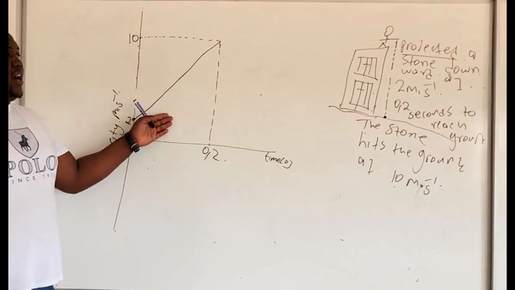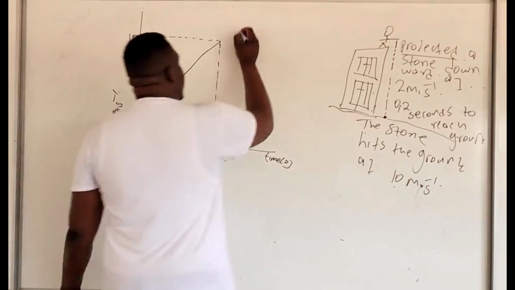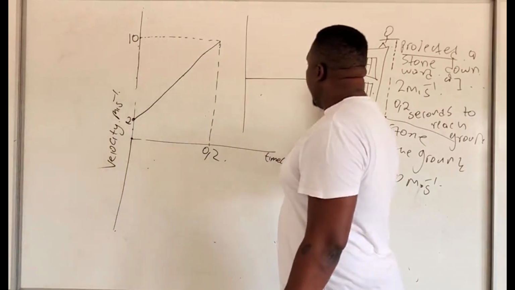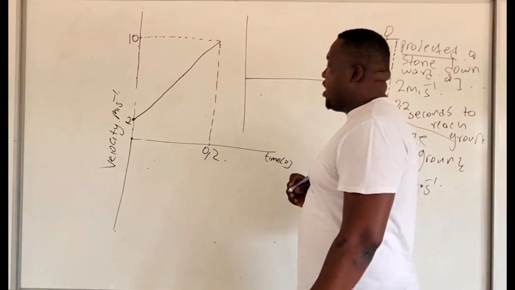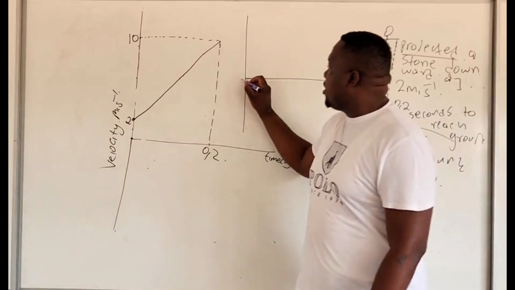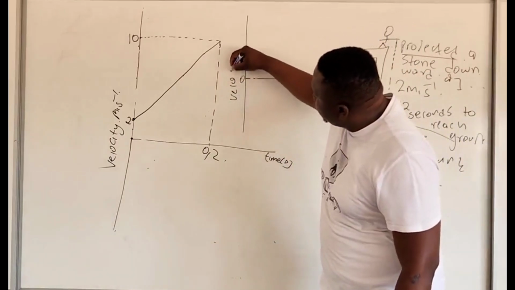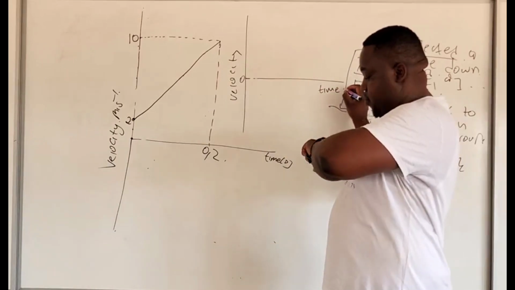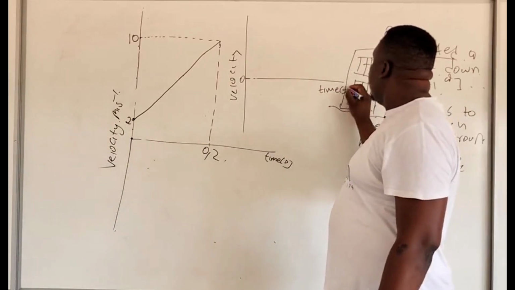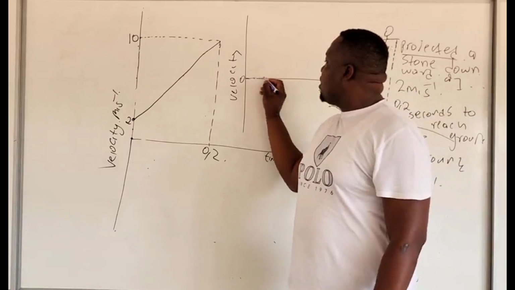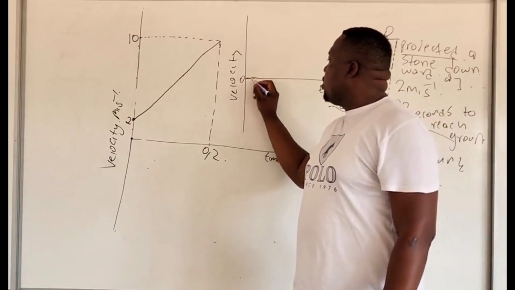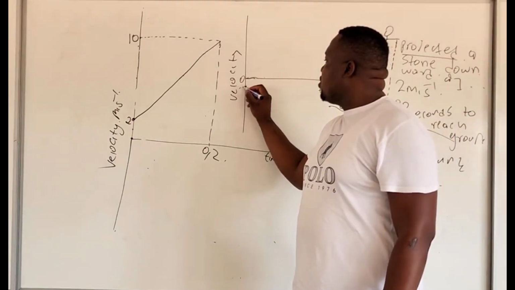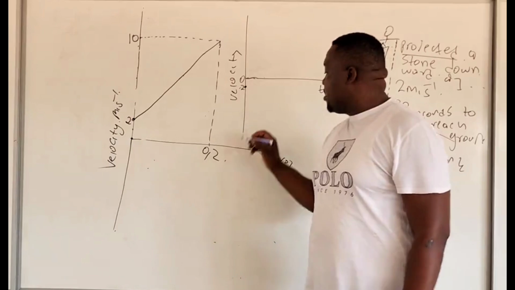So this is the graph. If I want to take downwards as negative, this is what I'm going to have. Here is velocity. This is time, in seconds. So if I take downwards as negative, the initial velocity is going to be negative 2.